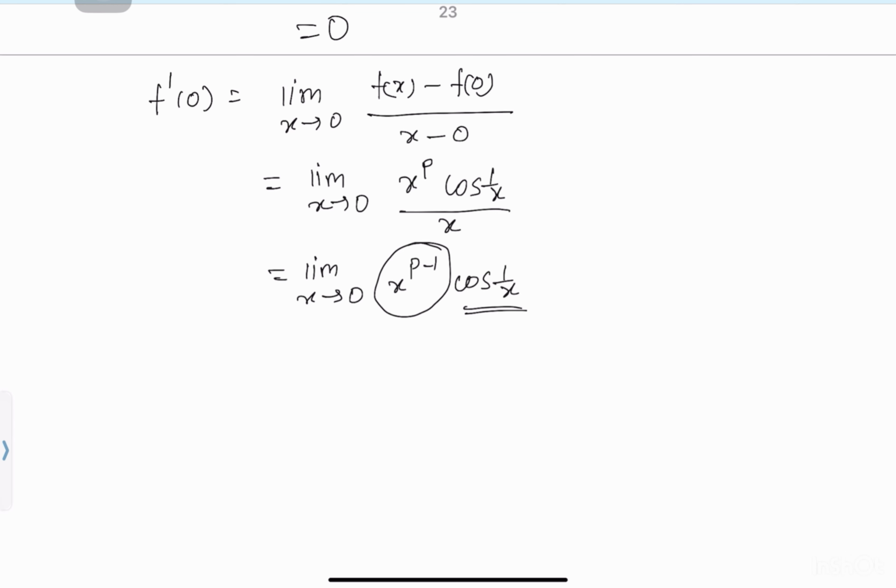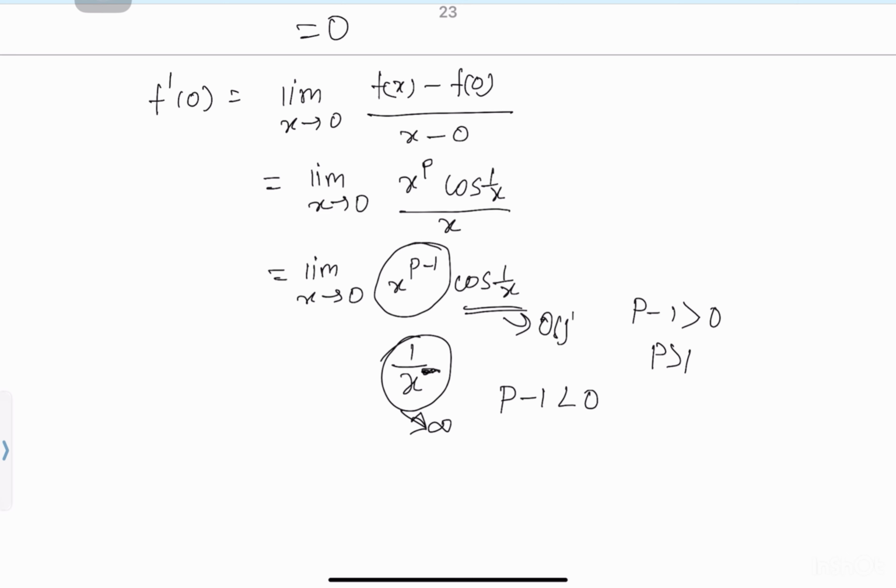When p minus 1 is greater than 0, that means p is greater than 1. Otherwise, if you say p minus 1 is less than 0, then 1 by x to the power something will happen here, something like x to the power something. So this goes to infinity, and this is oscillatory.